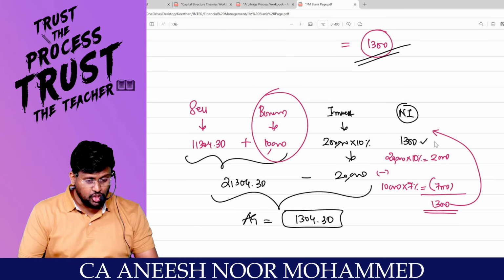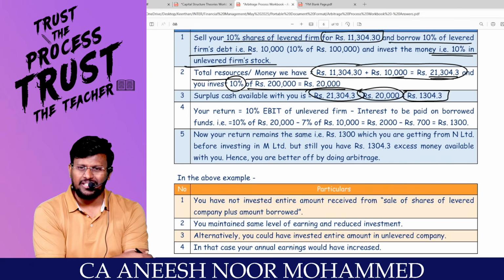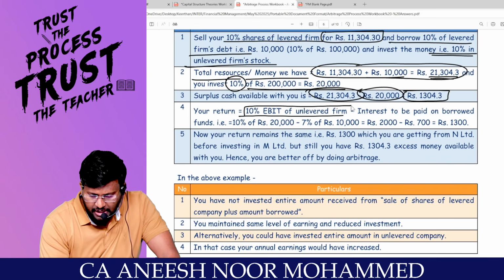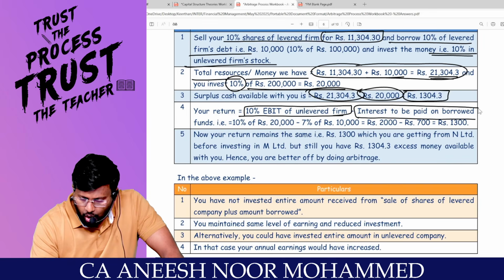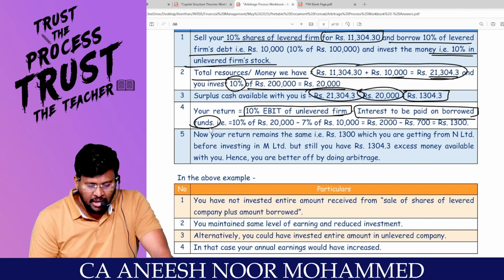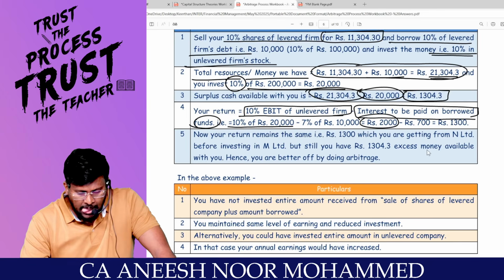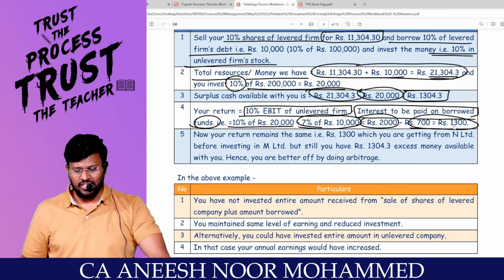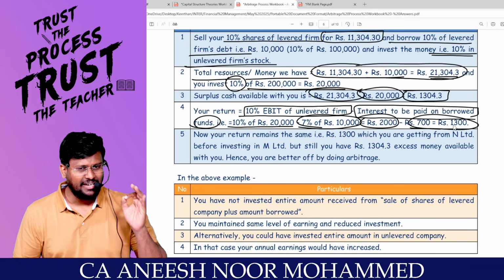That means because of the arbitrage process also, my income has not changed. So your return will be 10% EBIT minus interest to be paid on the borrowed fund. Correct? But 20,000 into 10%, will we get 2,000? And we borrowed 10,000. For that, are we liable to pay 7%? So 700. So 2,000 minus 700, 1,300 will be the net income.